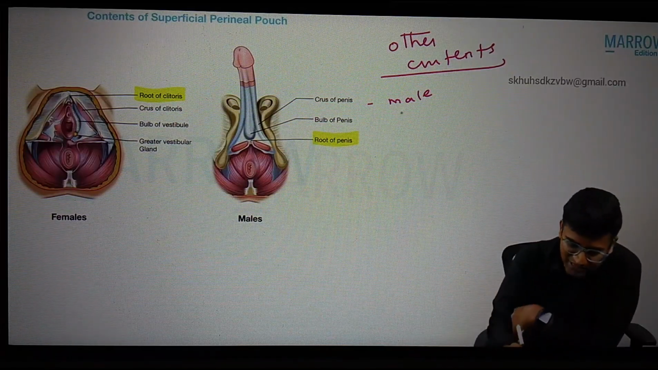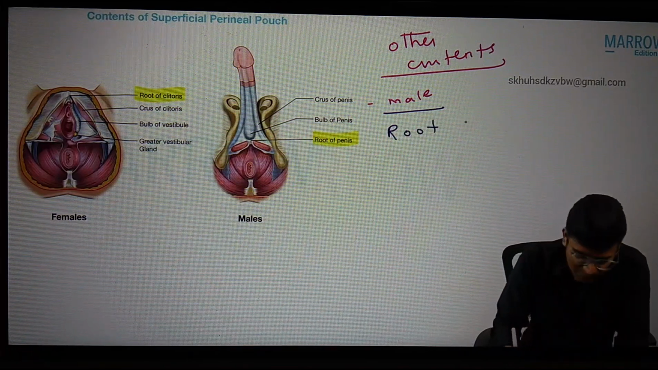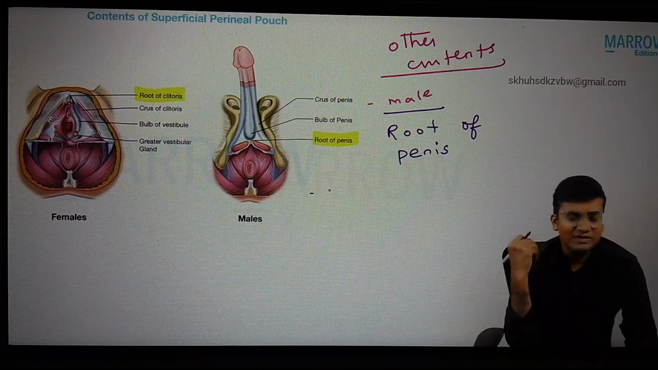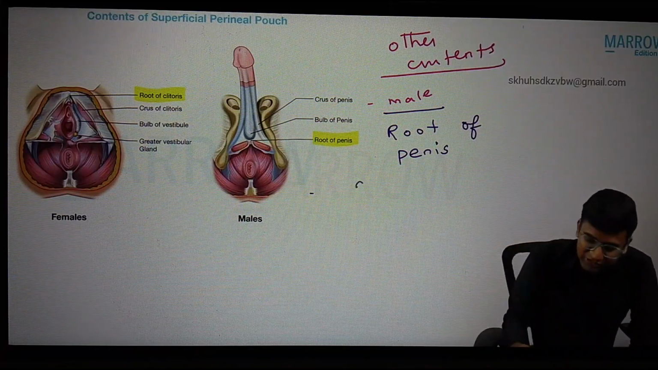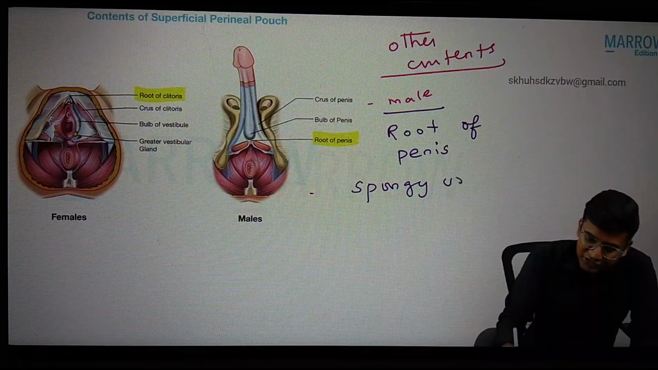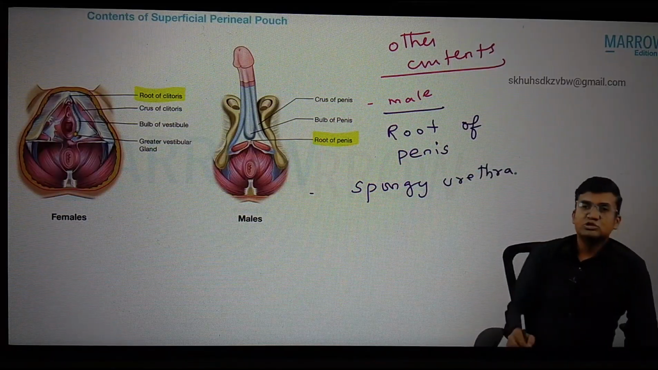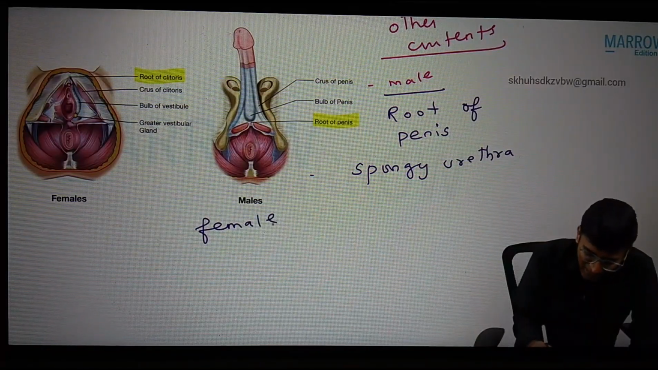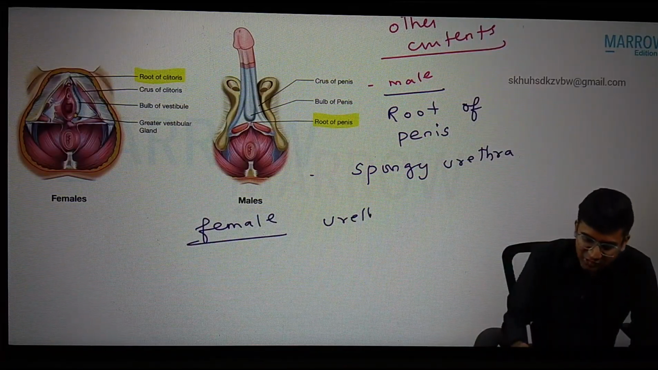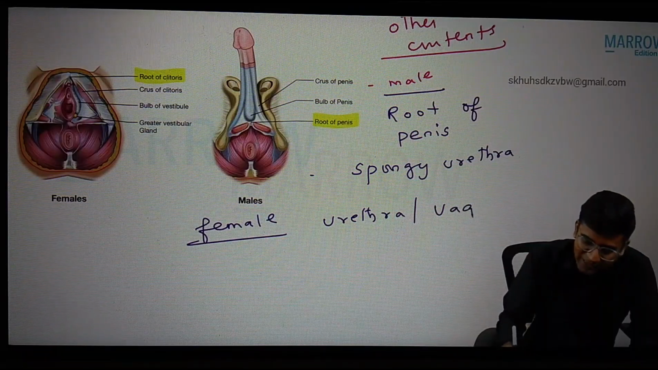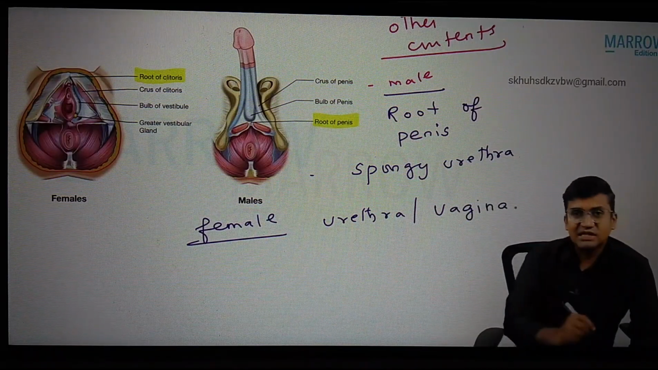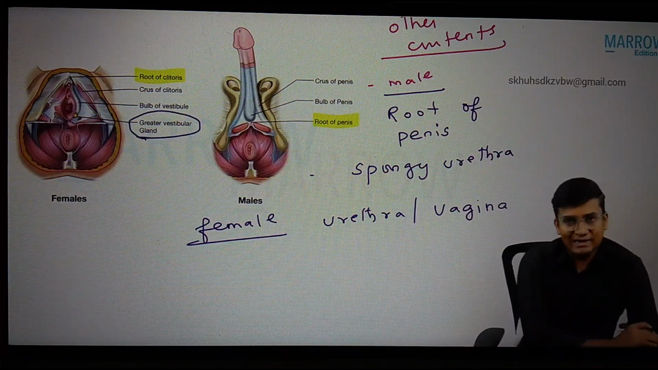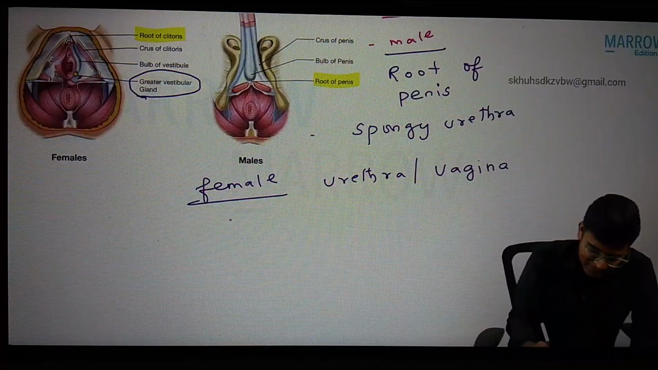Okay. So please write contents: root of penis. And what urethra is present here? Spongy urethra. Very good. Spongy urethra present in the superficial space. Okay. What about female? In female, we have two openings, urethral opening and vaginal opening. Plus, in female, we see one gland. What gland? Greater vestibular gland or Bartholin gland.